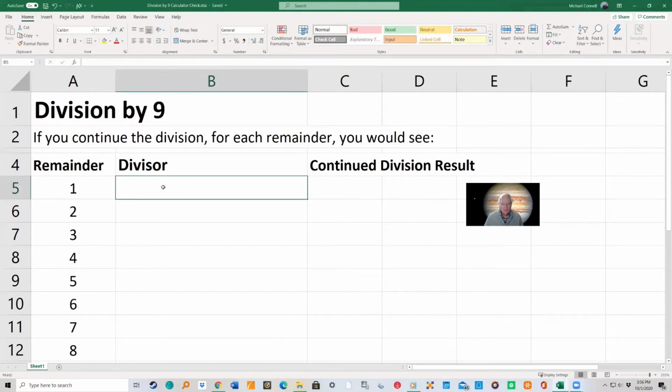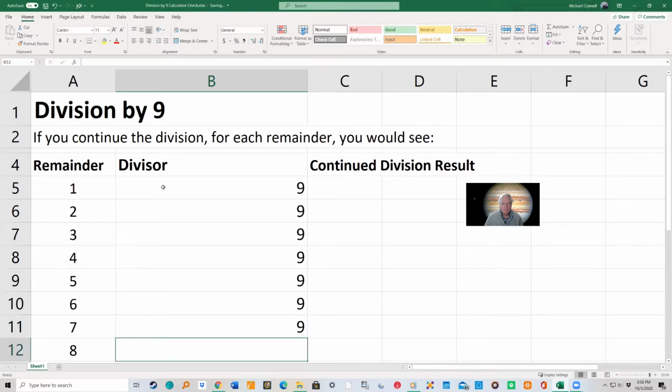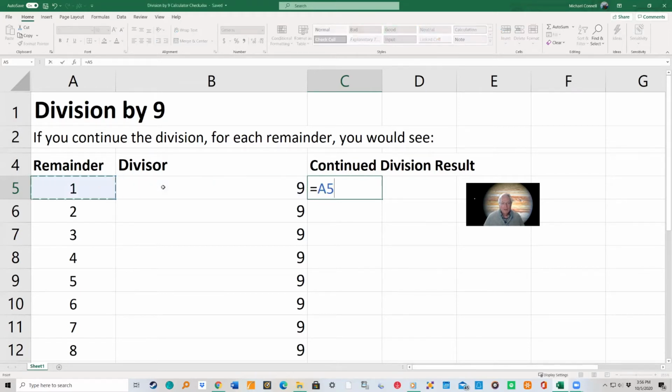So when we think about what we're dividing by, in each case, we're going to be dividing by 9. It's going to be our divisor. So I'll go ahead and fill each of these in so that we have that as our divisor. If we were to continue the division using a calculator, what we're really in essence doing is taking the remainder and dividing that by whatever the divisor is. That's how we determine how your calculator will show what a given remainder would look like in decimal form.